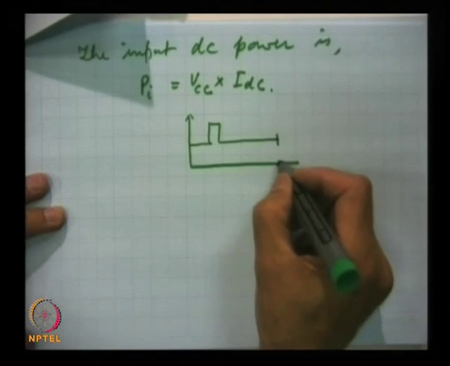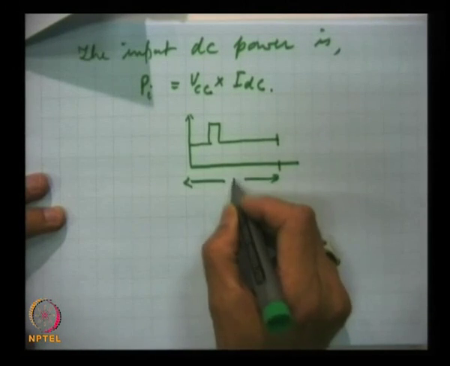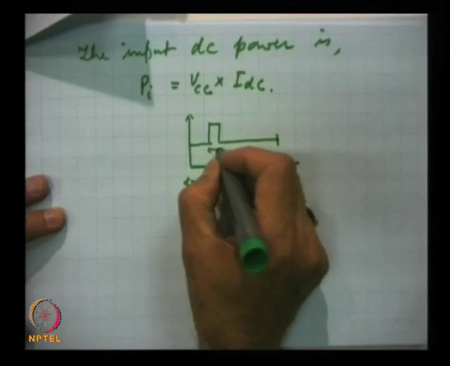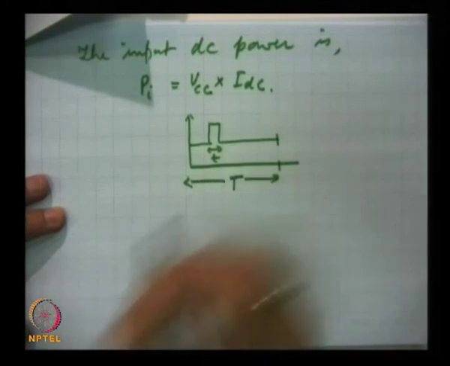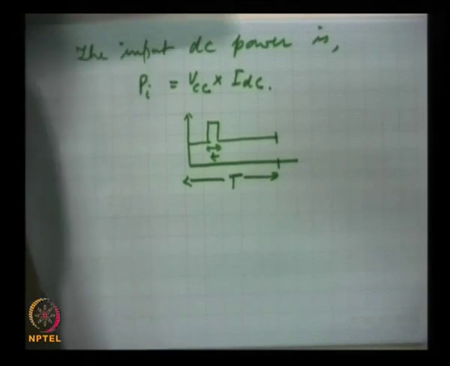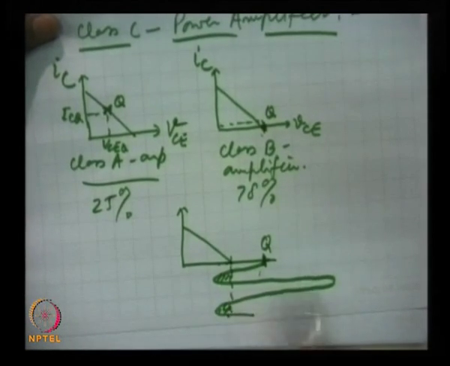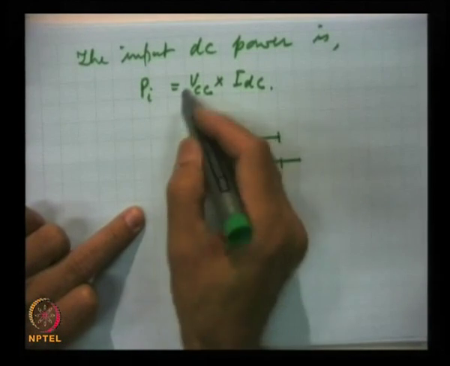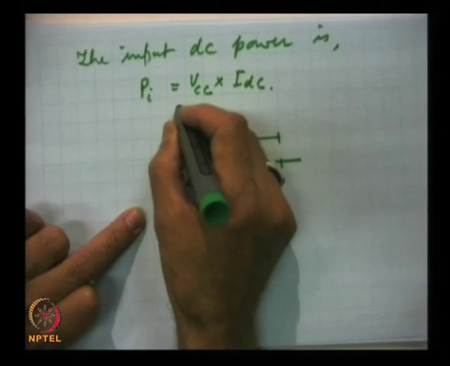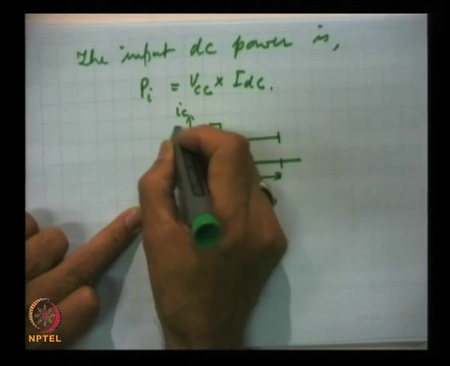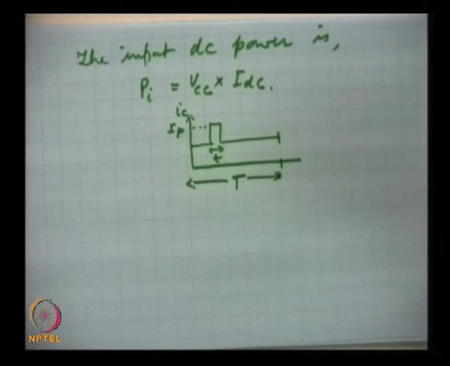This is, say, the total period T, and the collector current flows only for this much time t. This is perfectly fine, because we have seen that collector current flows only for a very short period of the total signal. So, this is the total period of the wave, and the output is IC, and this is the peak value IP.